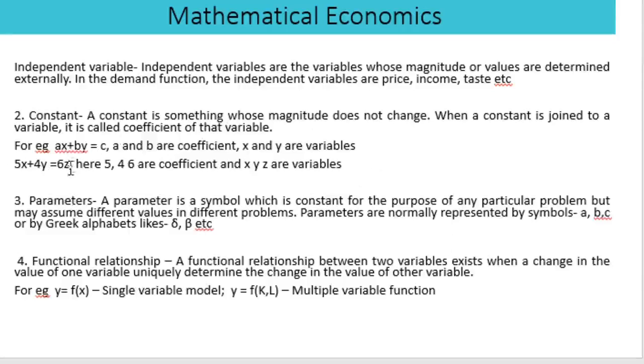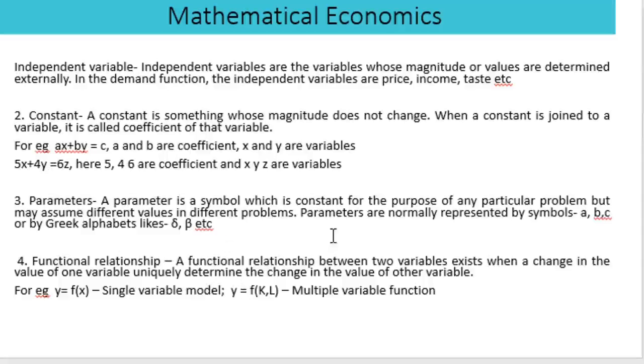Then, for example, the equation ax plus by equal to c. Here, a and b are the coefficients of the variables x and y. 5x plus 4y equal to 6z. Here, 5, 4, 6 are coefficients and x, y and z are the variables. Next term is the parameter.